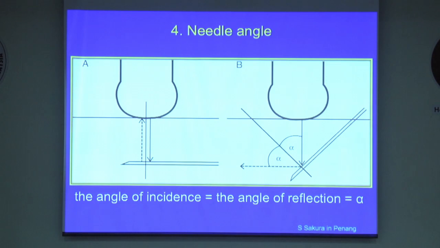Because a conventional needle has a smooth surface, it behaves like a mirror, and needle insertion angle is very important. As you know, the angle of incidence equals the angle of reflection, so visualization is best when the angle of incidence is zero, but becomes poor at steep insertions, because the echoes are reflected away from the transducer.